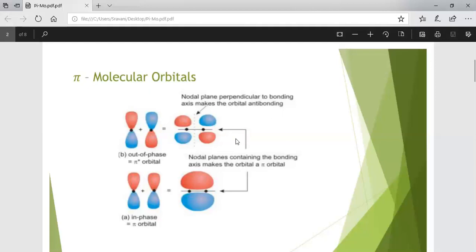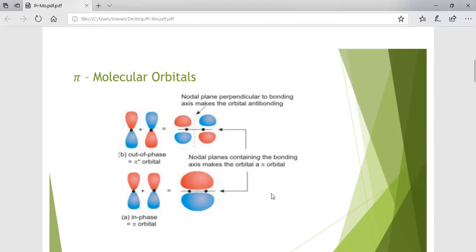Molecular orbitals are formed by the combination of two p atomic orbitals. When two p atomic orbitals having the same sign approach each other, they show in-phase overlapping, which results in the formation of a bonding molecular orbital. The other way is when two p atomic orbitals approach each other with opposite sign. Due to the formation of the node, we cannot locate the position of the electron because of zero electron density. So these two show anti-bonding interactions. Hence these are anti-bonding molecular orbitals.